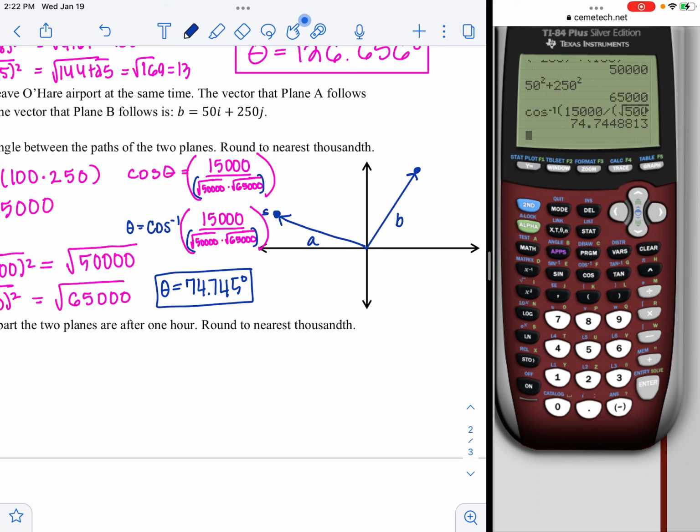All right, so it says, how far are they apart after 1 hour? So let's say this is the start and this is the end. I want to know what this vector is right here. Okay, so let's use vectors to do this. I know what A is, it's square root of 5,000. I know what B is, it's the square root of 65,000. And I know what this angle is, and could use the law of cosines. But we can use vectors instead.